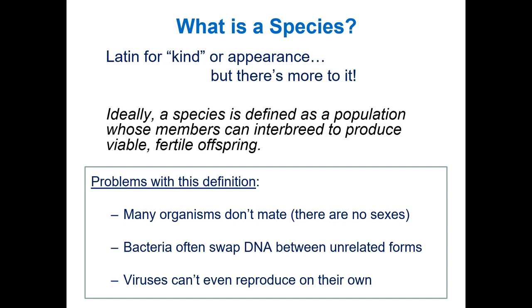Also, bacteria of very different types can swap bits and pieces of DNA, even though they're not closely related. And the other thing is, if we're looking at viruses, well, viruses can't even reproduce on their own. So for organisms that don't have sex, this definition is rather difficult, if not impossible, to apply. So in cases like that, we have to look at differences in metabolism, DNA sequences, etc.